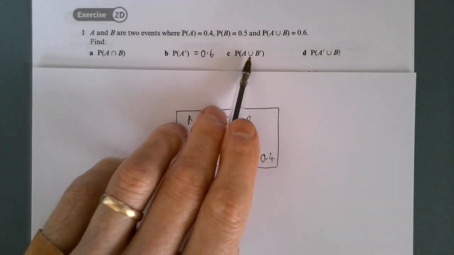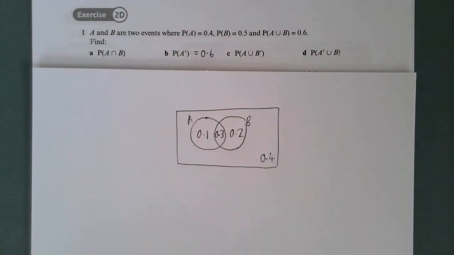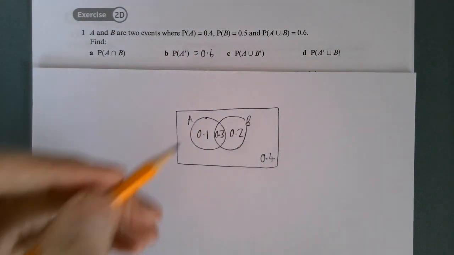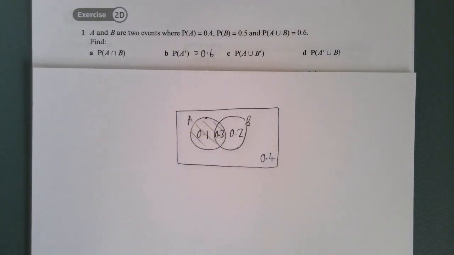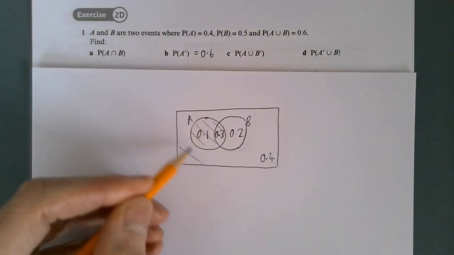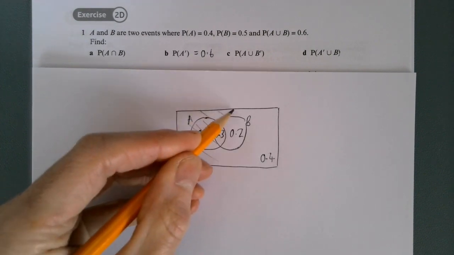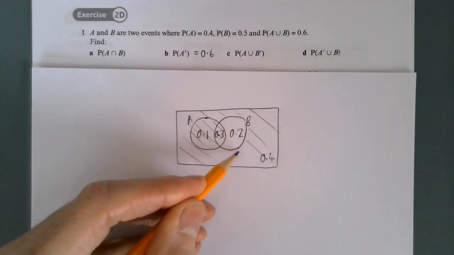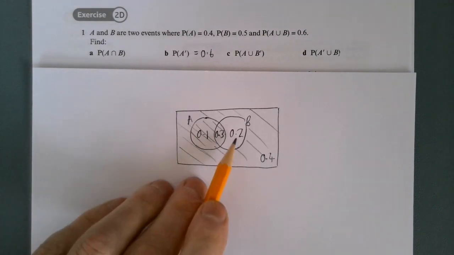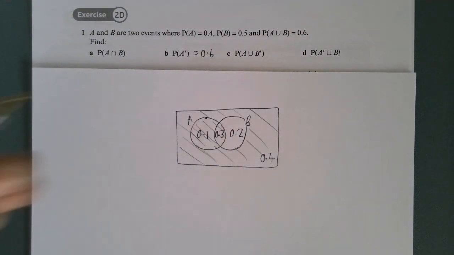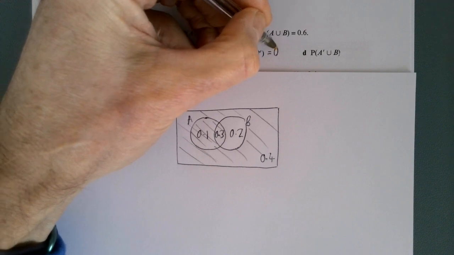Union means either. So we're looking at either in the A circle. So let's shade that. Or not in the B circle. So we'll shade everything that's not in the B circle. So we've basically shaded everything apart from that 0.2. So that means that that is 0.8.